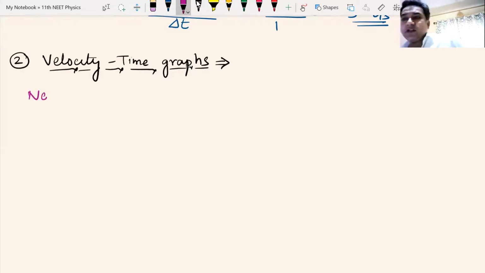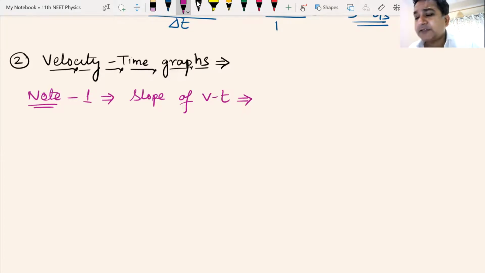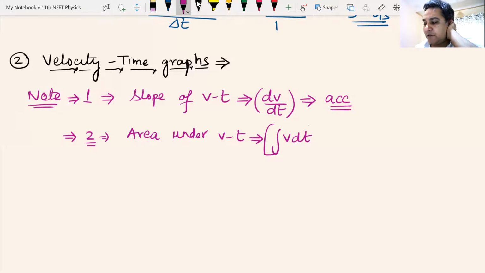Now we'll first write the notes. First note, note number 1. What will the slope of velocity time graph give us? Slope of velocity time graph means dv by dt. Derivative, that is the slope. You don't have any doubts on this. Point number 2: the integration of v dt.